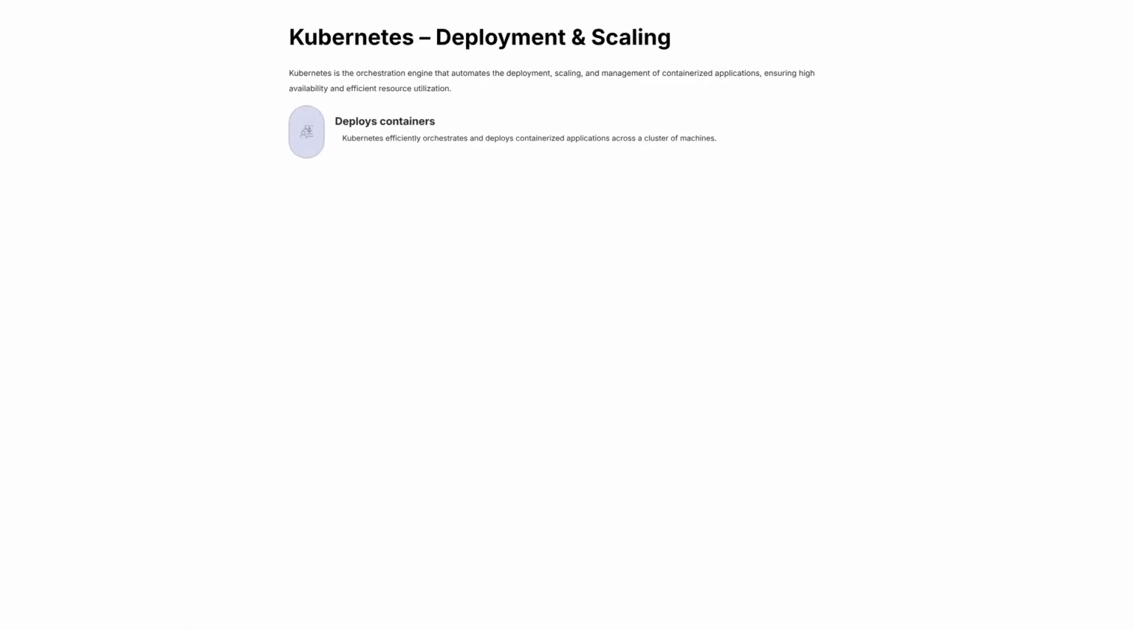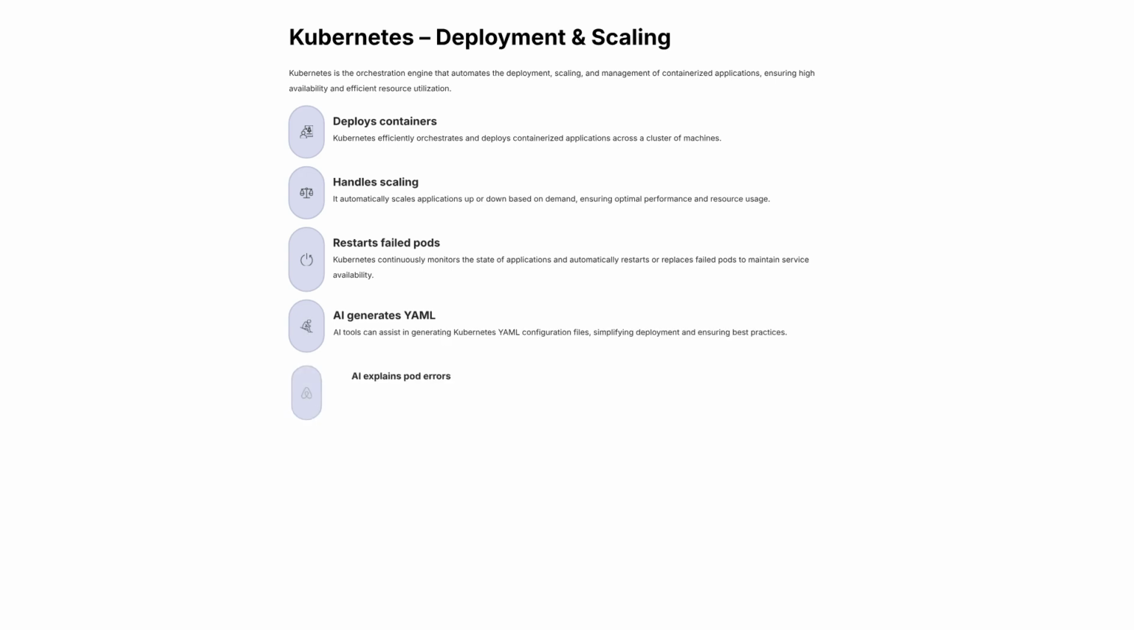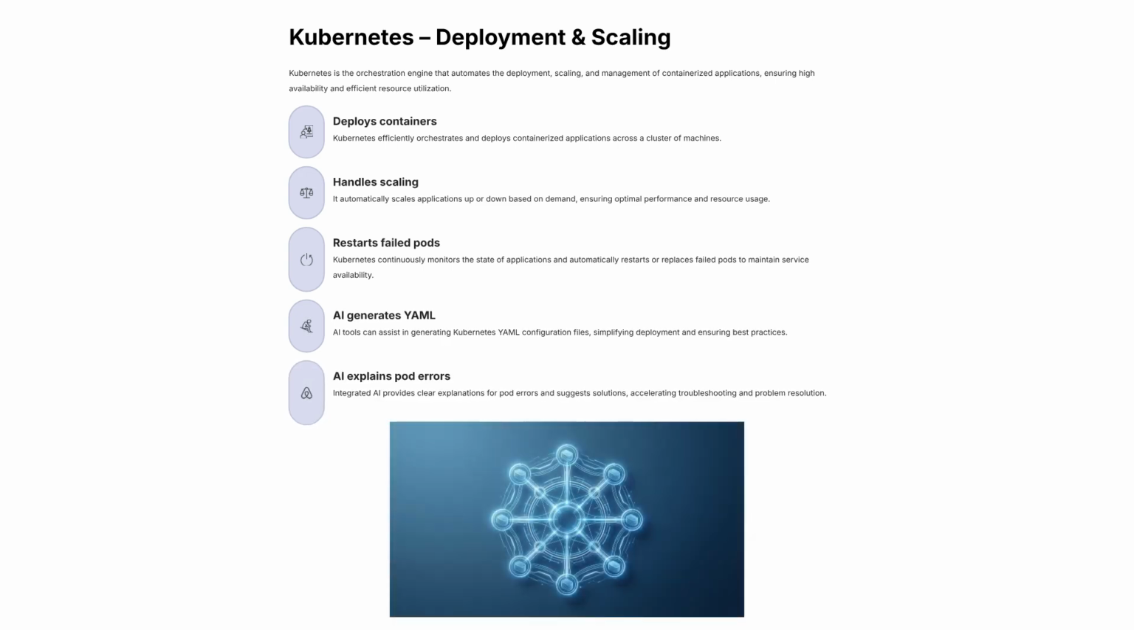Kubernetes deploys the Docker image into containers. It also handles scaling, restarts failed pods, and manages traffic. AI can generate Kubernetes YAML files and explain pod or deployment errors in simple words.